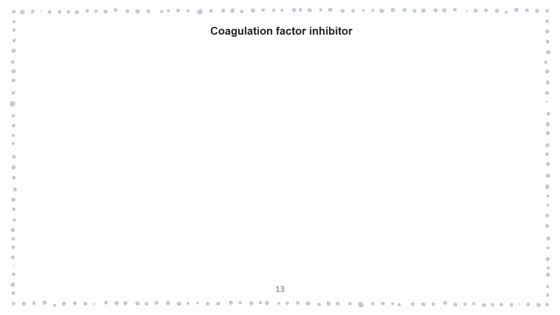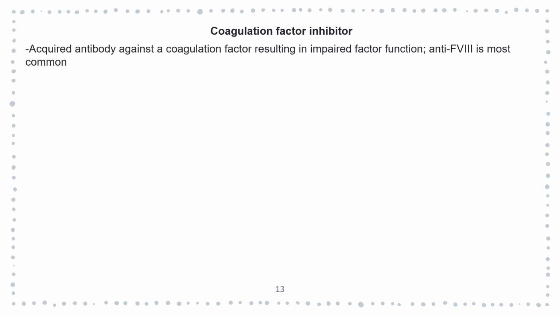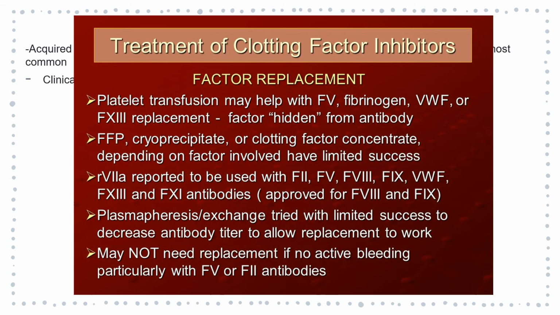Another pathology is coagulation factor inhibitor. Acquired antibody against a coagulation factor resulting in impaired factor function. Anti-factor VIII is most common. Clinical and laboratory findings are similar to Hemophilia A. Treatment of clotting factor inhibitors is platelet transfusion, fibrinogen, von Willebrand factor, factor IX replacement, cryoprecipitate, clotting factor concentrates, plasmapheresis, and others.